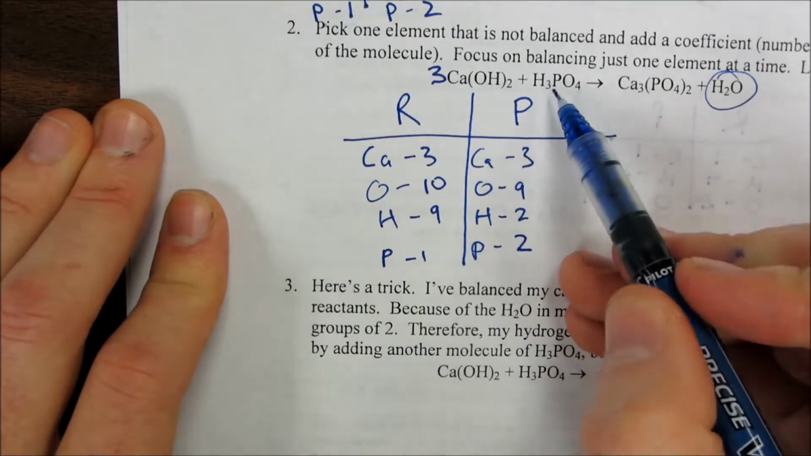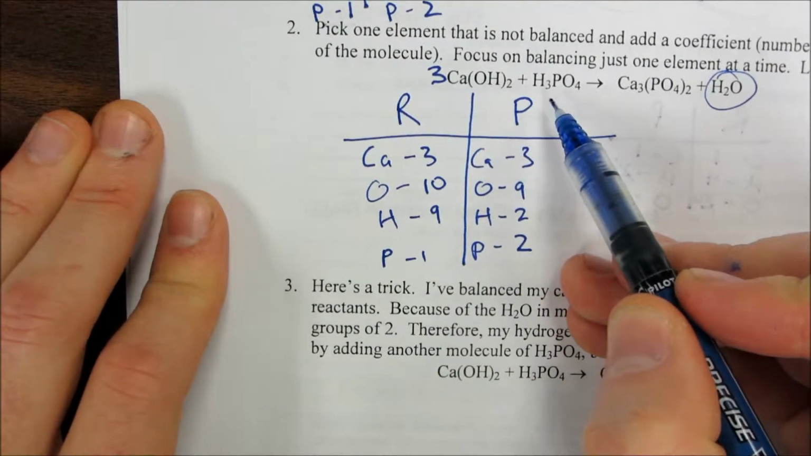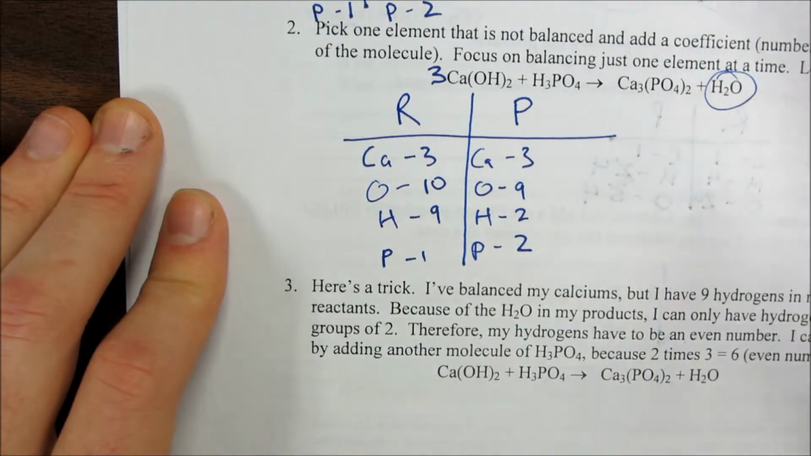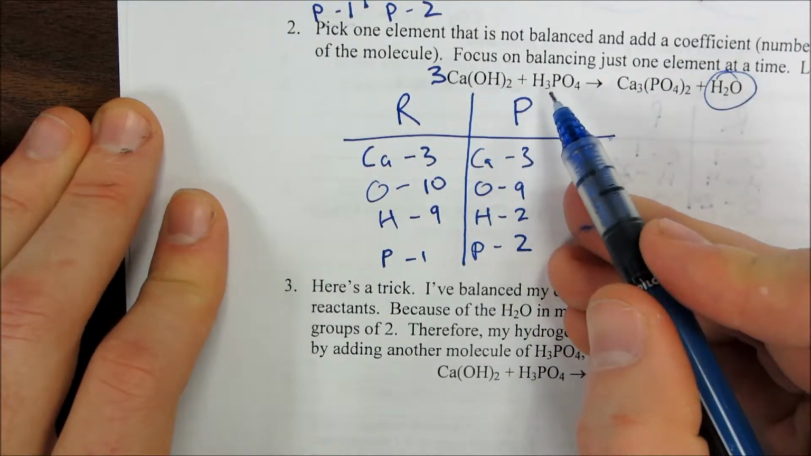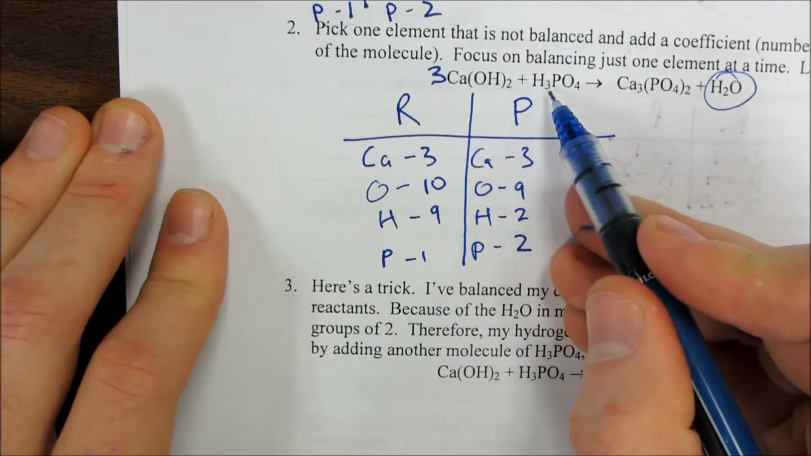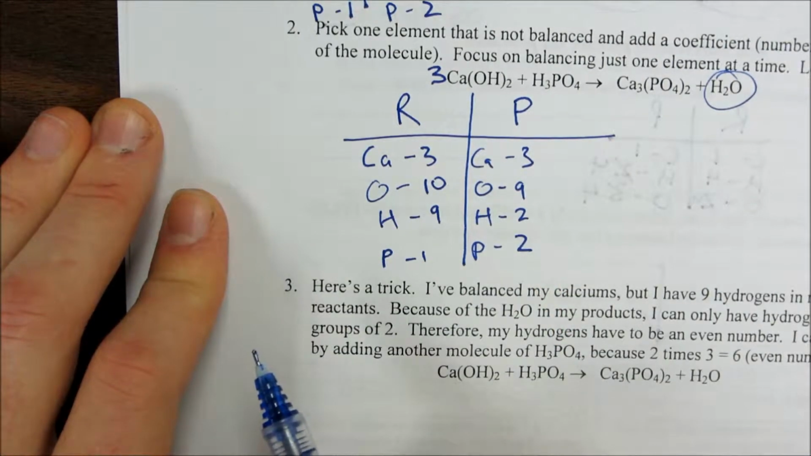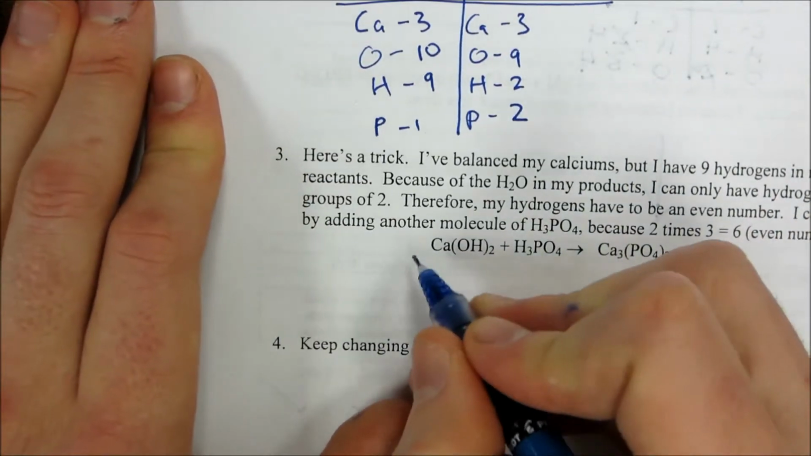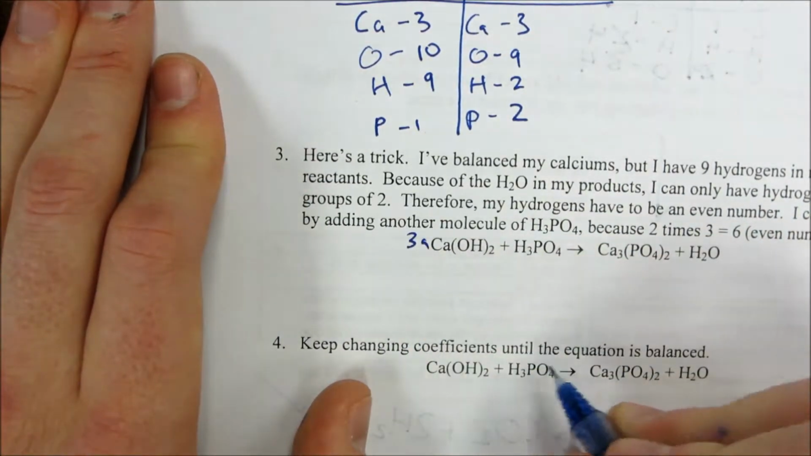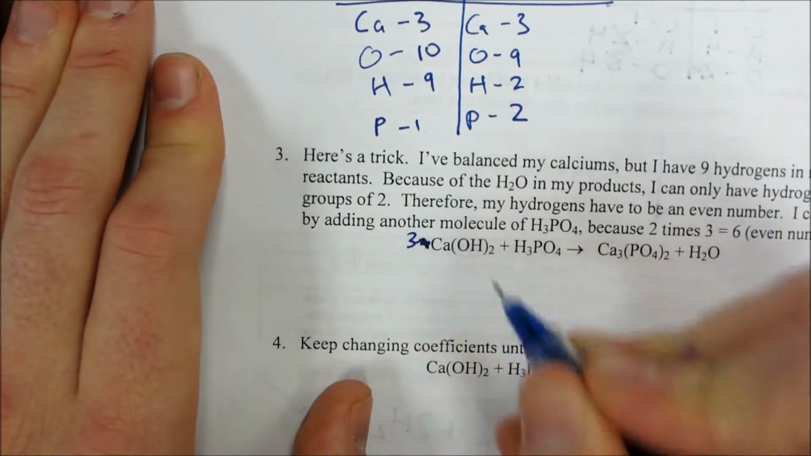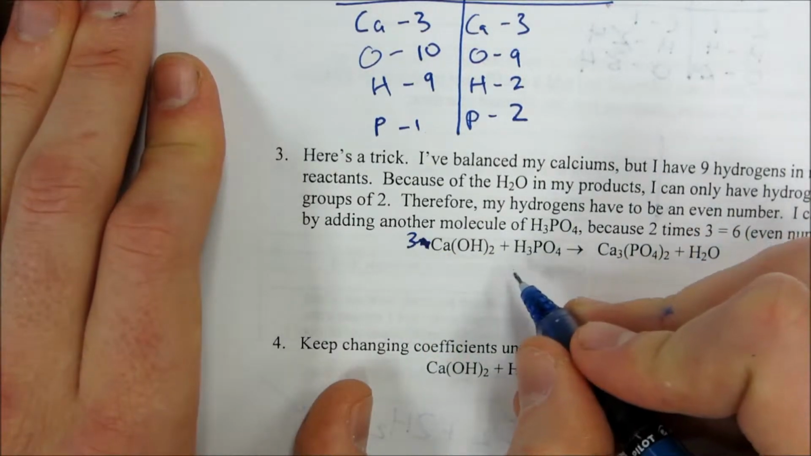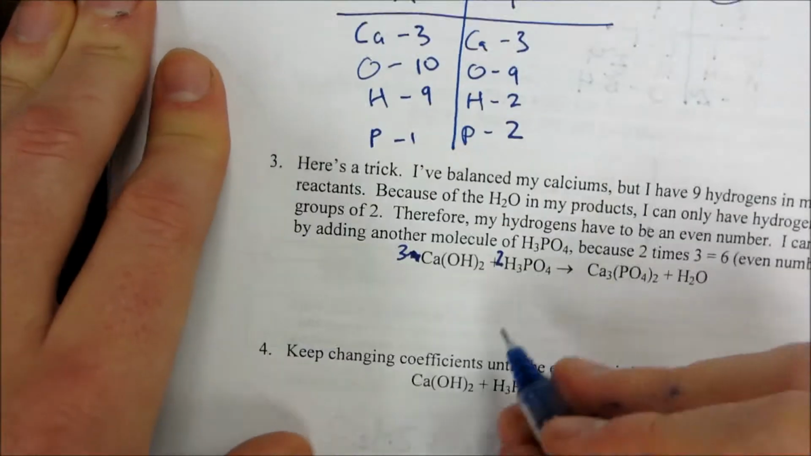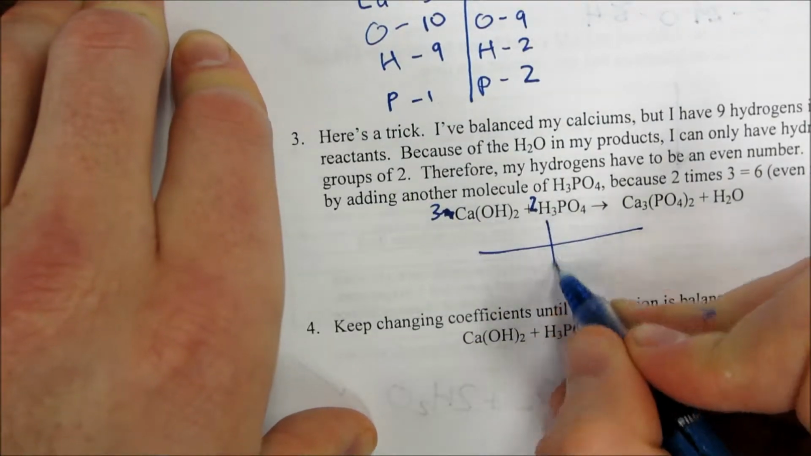But I can take this H3 and turn it into an even number relatively easily, right? If I had 2 hydrogen phosphate molecules, I would have 2 times 3 for a total of 6, which would make things nice and even. So let's do that next. So down below, we've changed this to 3 calcium hydroxide molecules. Don't mind that, just a little scribble. And here we're going to say we have 2 hydrogen phosphate molecules. Let's count everything up.